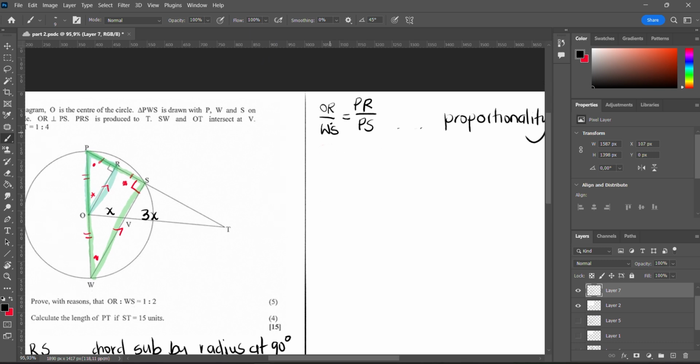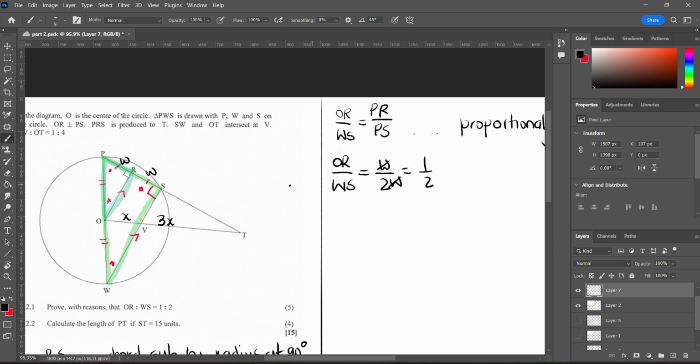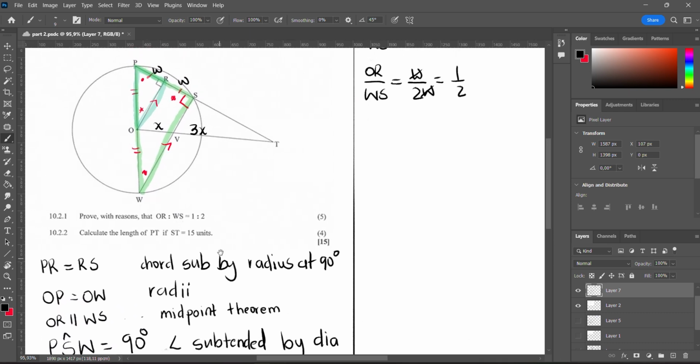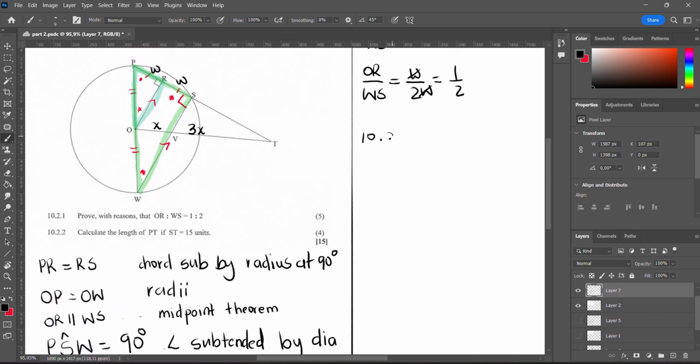I don't think you need to write the whole thing. So OR over WS equals PR over PS would be 1 over 2. The reason is that if I call this W, and this is W, then you have W over 2W, and you have that 1 over 2. But if you're going to use the W thing, you probably would have to write it down. So yeah, and then the next question.